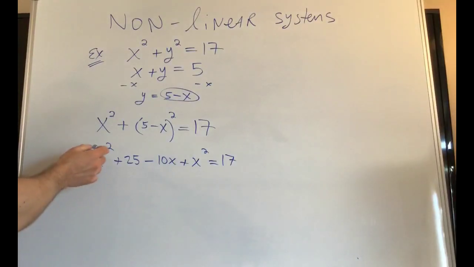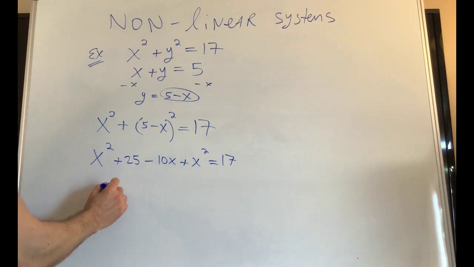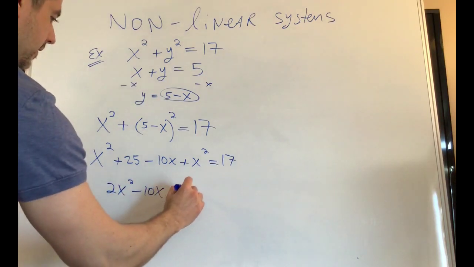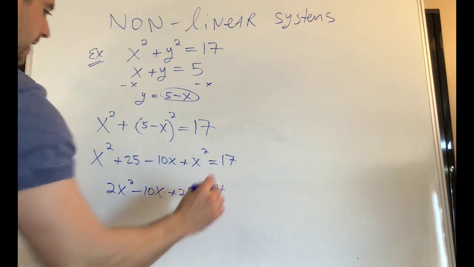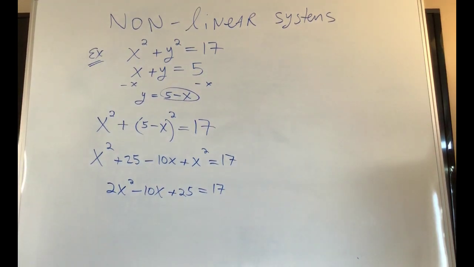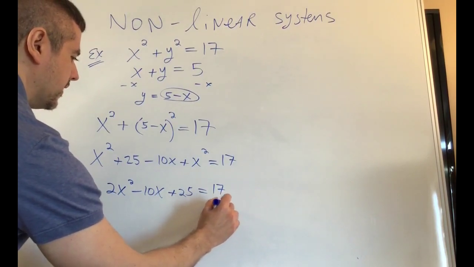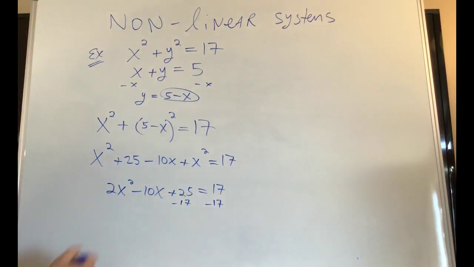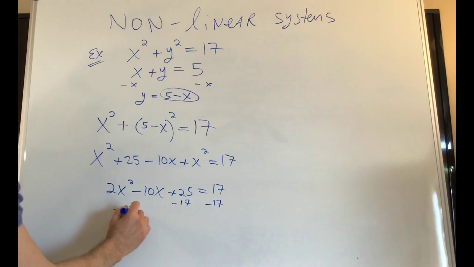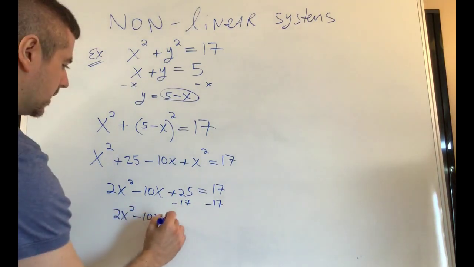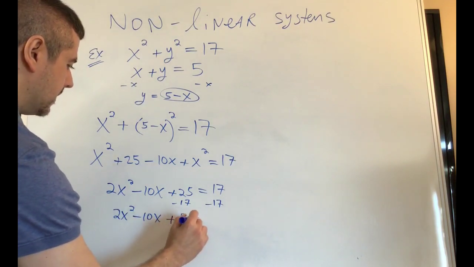Now, I have to combine my like terms. I have an x squared and an x squared. It's x to the 4! No, it's not. 1x squared and 1x squared is 2x squared. Minus 10x plus 25 equals 17. What am I supposed to do now? I think you should probably set it equal to 0 and hope that this thing factors. So let's see. Subtract 17. I told you this one was much harder. 25 take away 17 is positive 8.